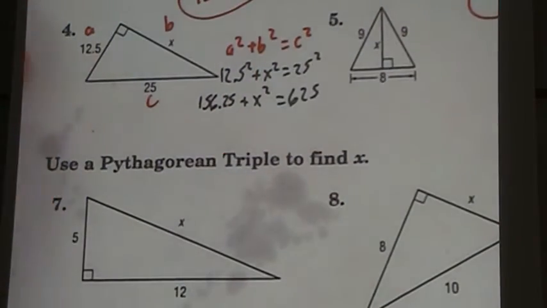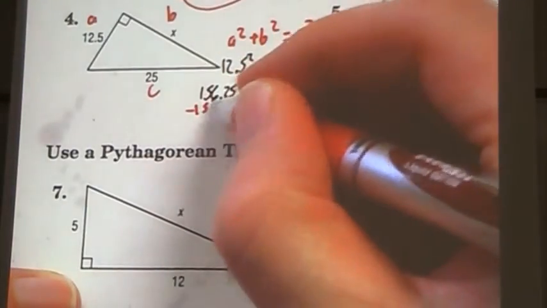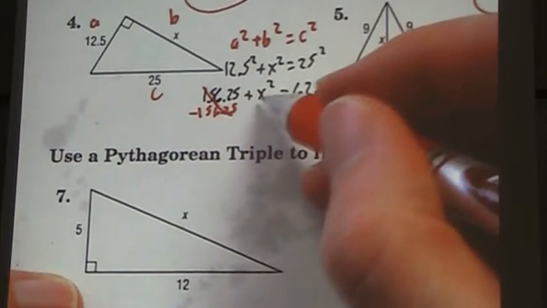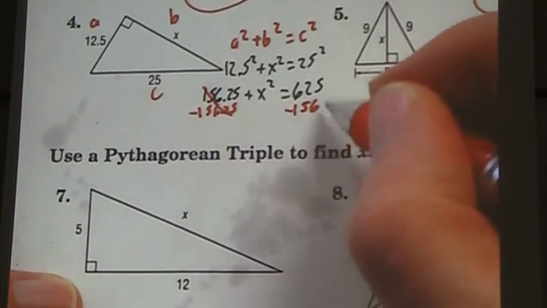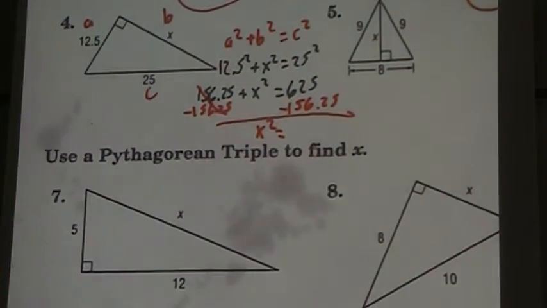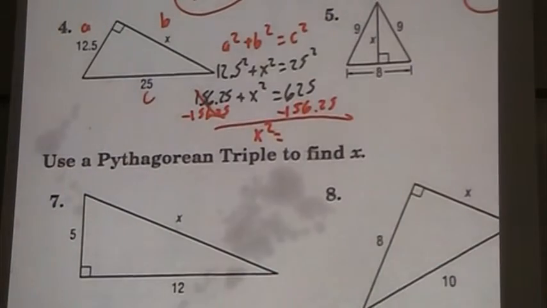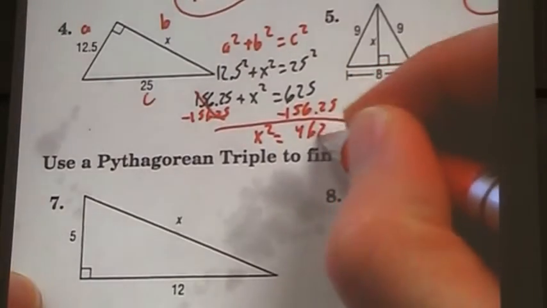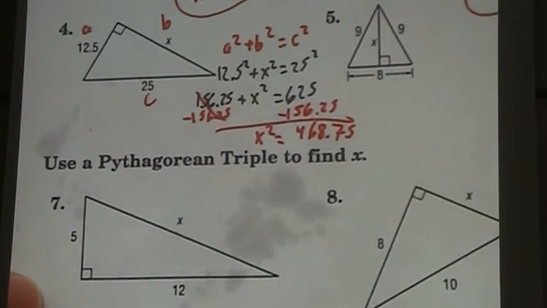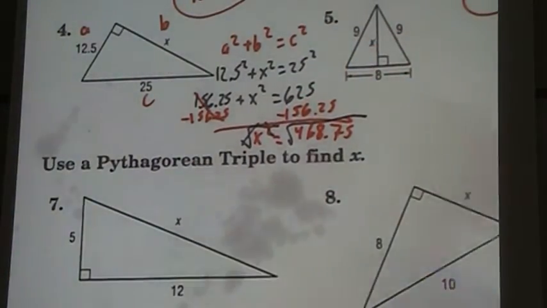So I definitely have a decimal right there. That's not the one. Well, I mean, it's a little trickier to work with. 156.25. And we're just going to solve, get the x squared by itself. And we're going to go 625. I'm getting 468.75. Clearly that is a tricky one, so we are going to need to square root both sides and use a calculator for this guy. I'm getting 21.65.